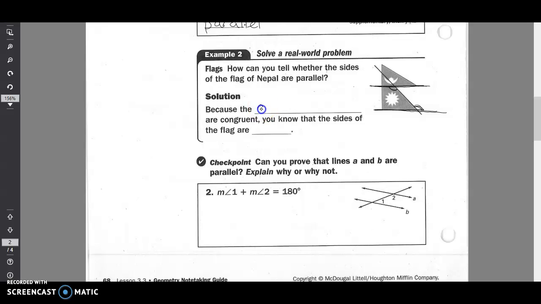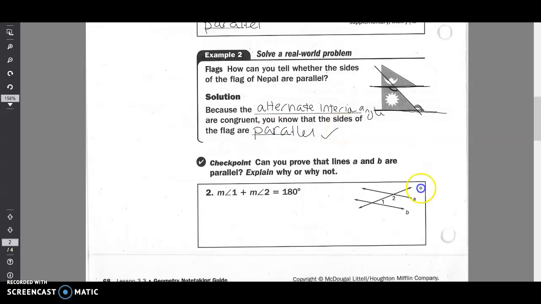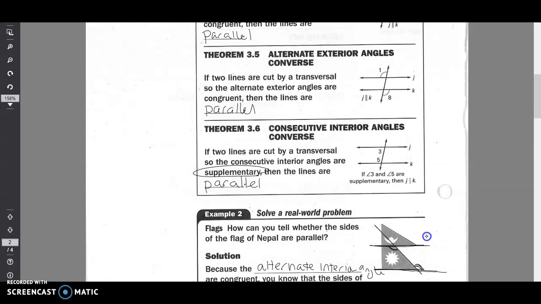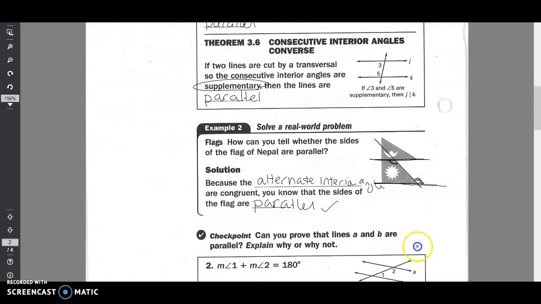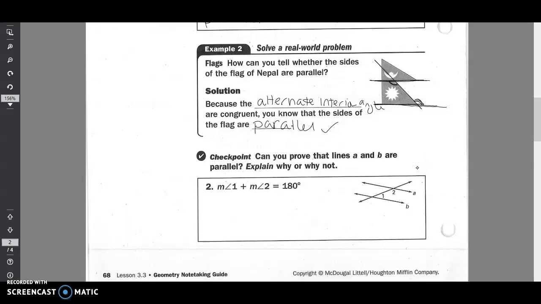If you said alternate interior, you are correct. So alternate interior angles. And they gave us 1 arc each, so they are congruent. You are allowed to assume that the sides of the flag are parallel based on the theorem number 3.4. I'm not going to make you memorize the theorem numbers, but just wanted to state. All right, here, the checkpoint.